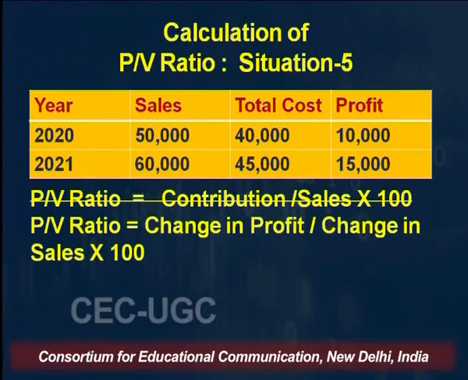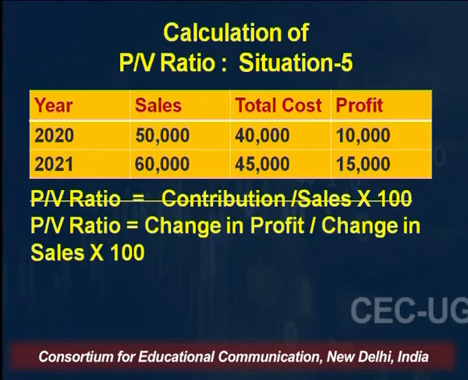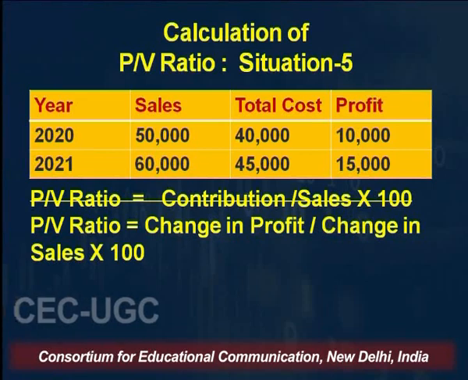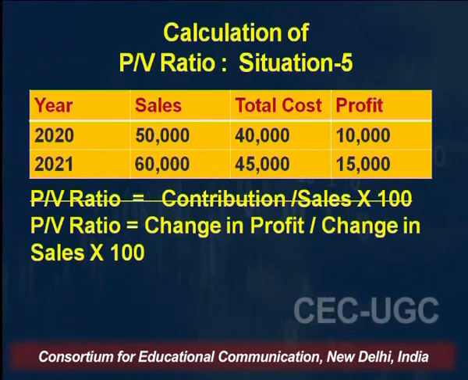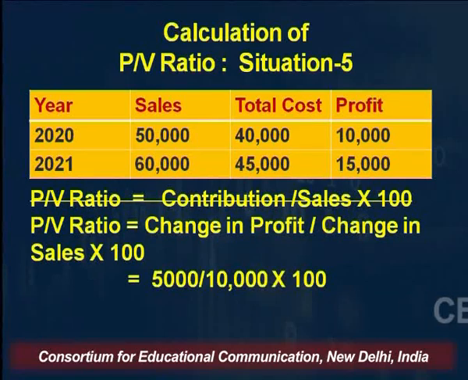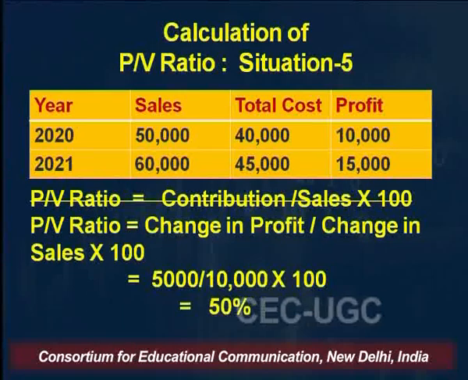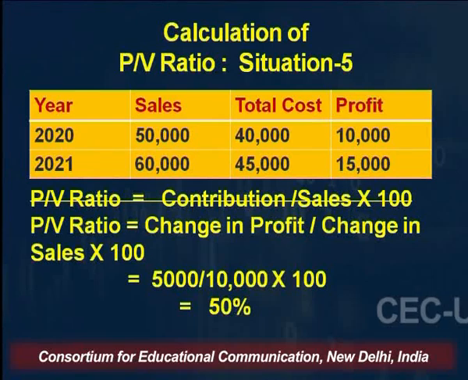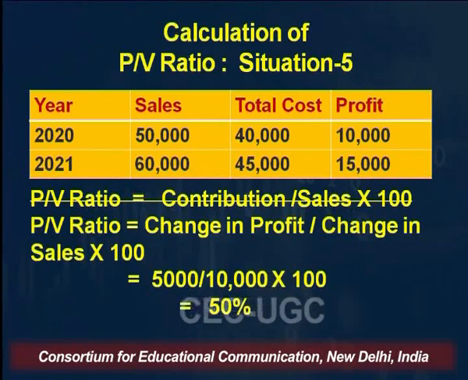So change in profit, if you look at the table, is from 10,000 it has become 15,000. So change is 5,000. Sales was 50,000, it has become 60,000. Obviously there is an increase, 50,000 to 60,000, it has become 10,000. So your change in profit is 5,000 divided by change in sales 10,000. I have multiplied it by 100 to arrive at PV ratio, and here my PV ratio is 50%. So you can very simply calculate PV ratio when the value of sales and profit is given.